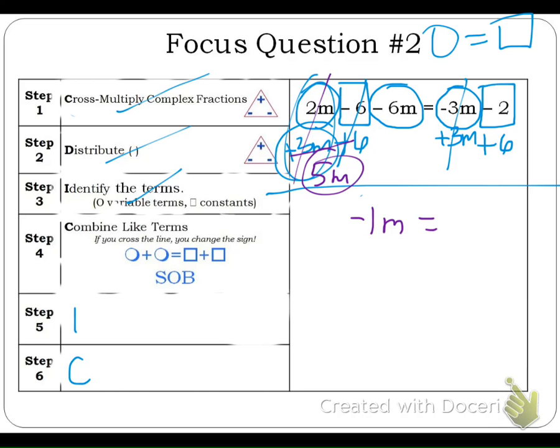Is equal to, and we combine the constants on the right hand side of the equation. Negative 2 and positive 6, those are opposite signs, so you have to subtract. 6 minus 2 is 4, and the bigger sign wins. 6 is bigger, and it's positive, so it stays positive. So we're done with combining our like terms. What's the next step? Starts with an I. Isolate the variable.